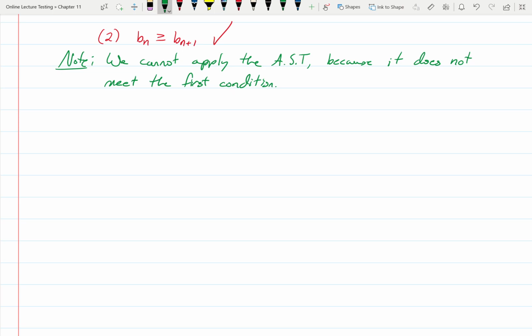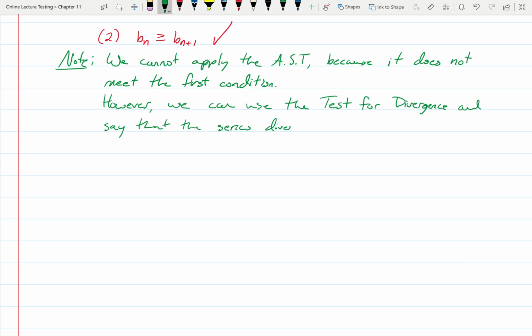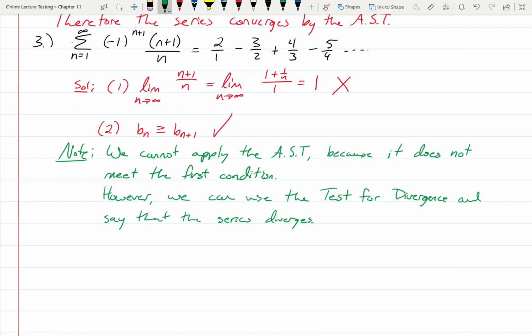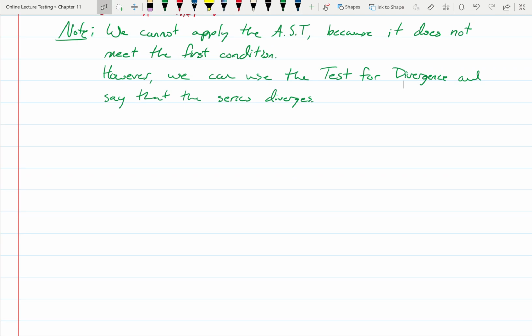So one thing that we do get out of this is, however, we can use the test for divergence and say that the series diverges. Okay, so that's the cool part about this. So if we look at this, we'll notice that the limit is equal to 1. That means its limit was not going to equal 0 by the test for divergence. So this series diverges. Okay, so that's the nice thing. So if you are applying the alternating series test to this and condition 1 fails, more than likely the test for divergence can be applied and we can say that this series diverges.